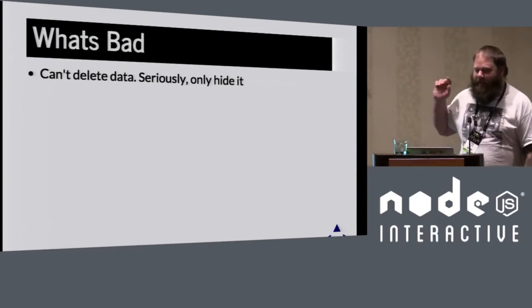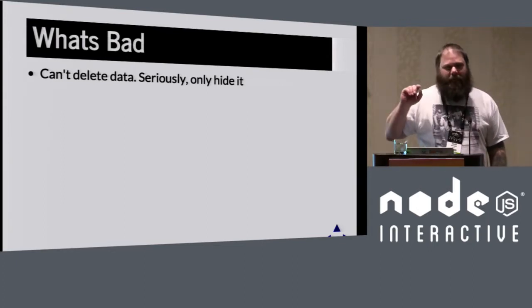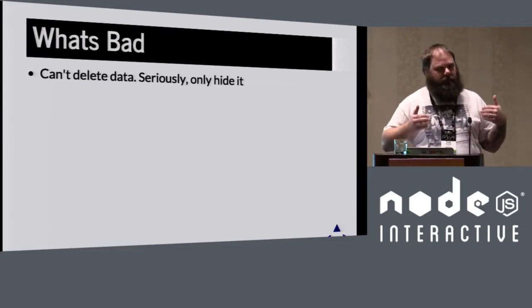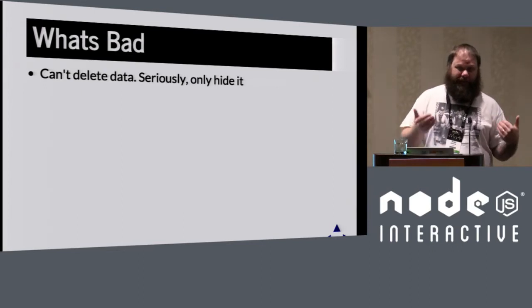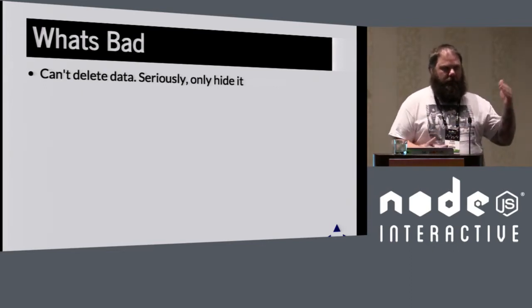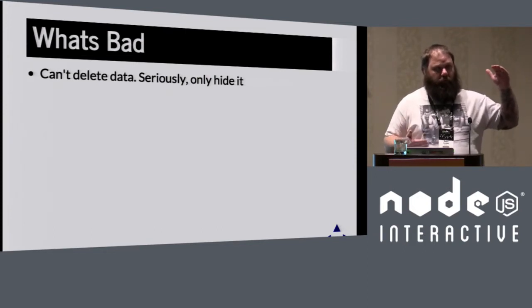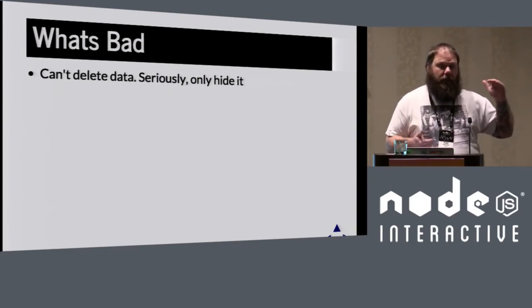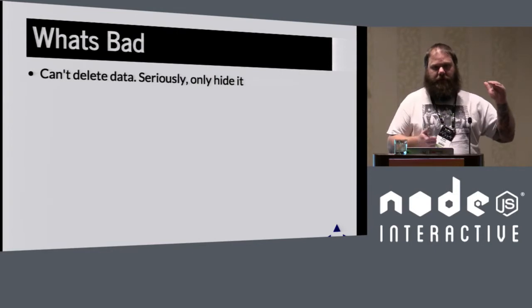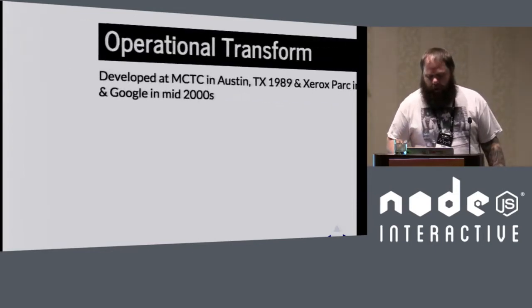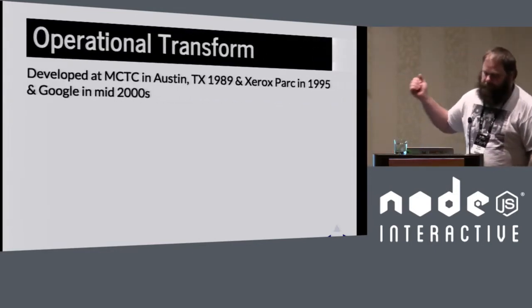The interesting part about it, though, is you can't delete data. Because of the way it works, the instant you delete data, it actually gets marked as hidden. So as your documents grow and change, you actually start keeping in band a whole bunch of data you no longer need, but it's the only way to actually perform the synchronization between the documents at that point. Which brings us to operational transform.